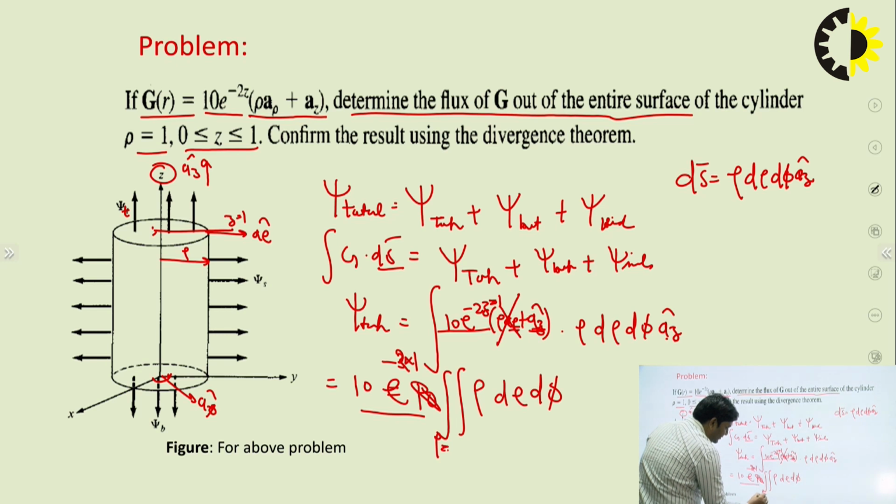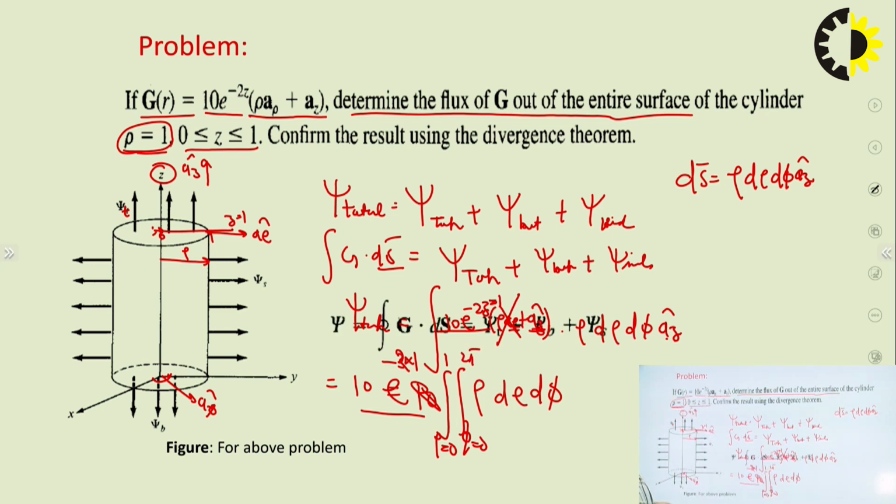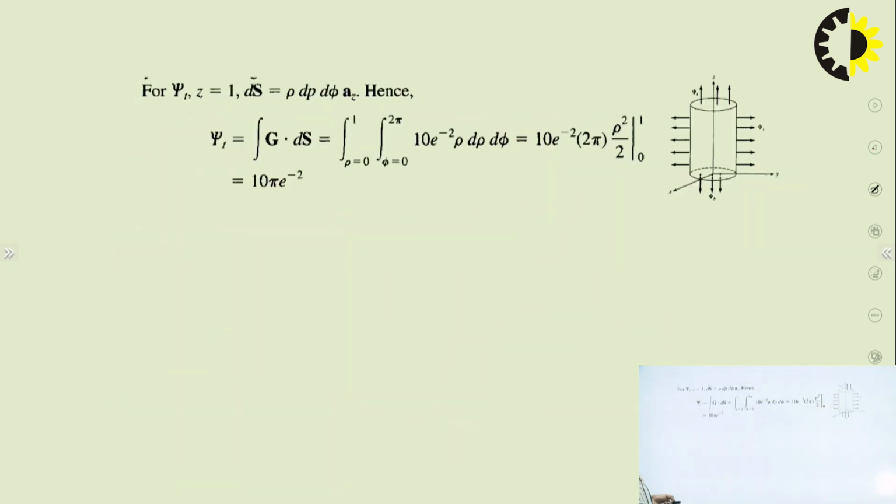So rho is defined from 0 to 1, because in the question it is given that rho is equal to 1. So what is the range of rho? The range of rho is 0 to 1. So we put rho from 0 to 1, and phi from 0 to 2 pi. Then we can easily calculate the value. So rho from 0 to 1, phi from 0 to 2 pi, and you put z equal to 1, tan e power minus 2 here. Then you calculate it, and the value of the top flux is tan pi e raised to power minus 2.